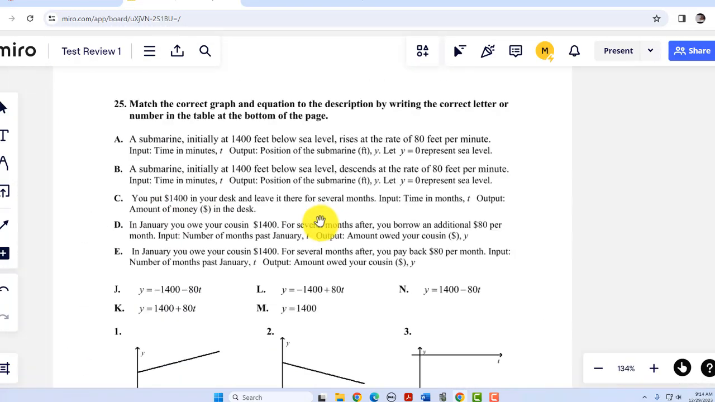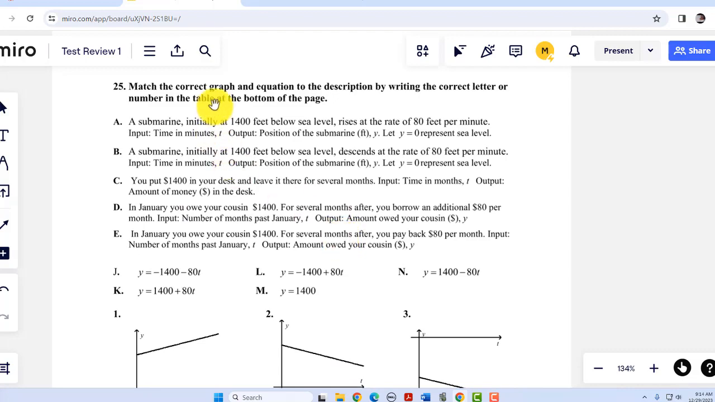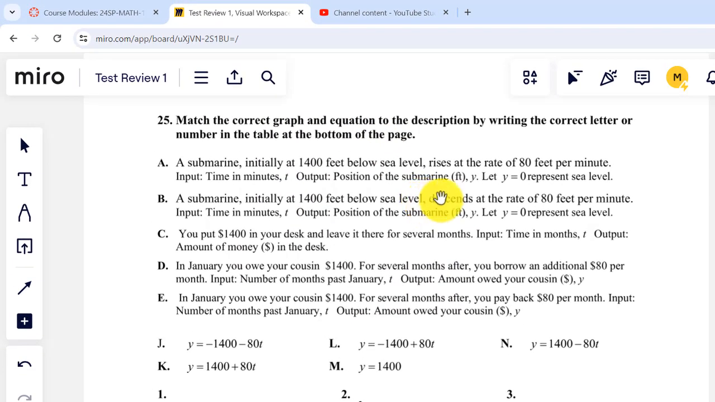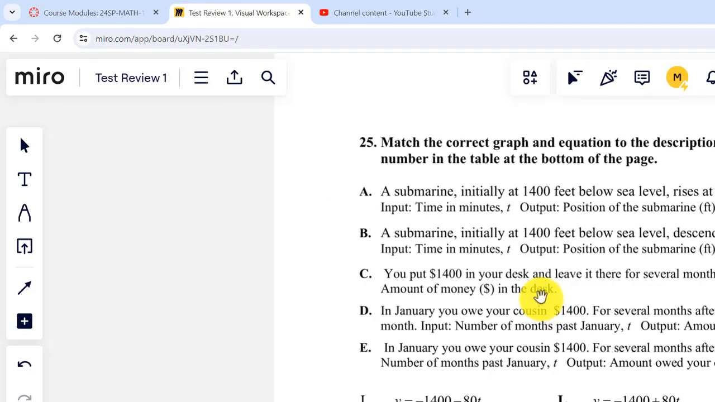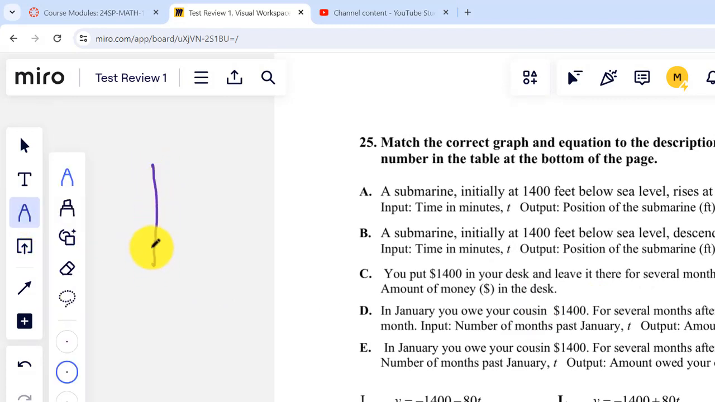All right, 25, matching. It says match the correct graph and equation of the description by writing the correct letter or number in the table at the bottom of the page. So you have a submarine. Right away, just think about this. If this is my coordinate system, this is X and Y.